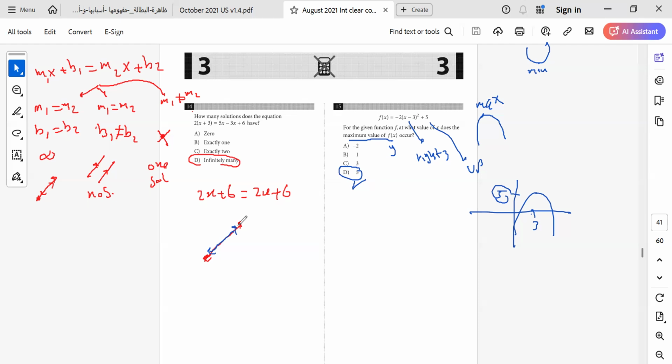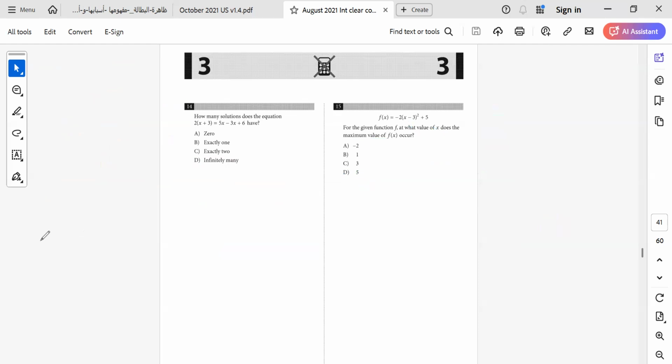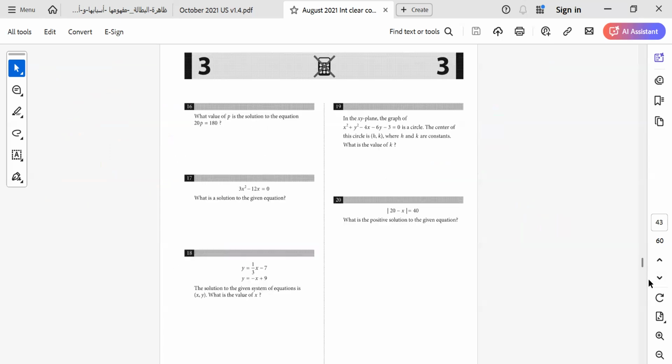Up to 20. 18, 18. 19, okay. For 18, you can make them equal.